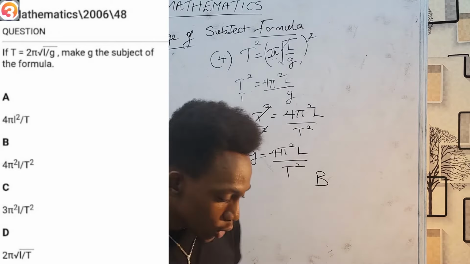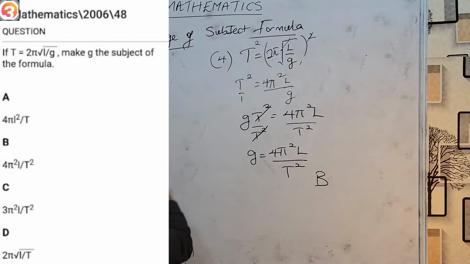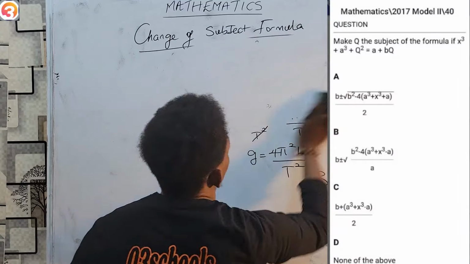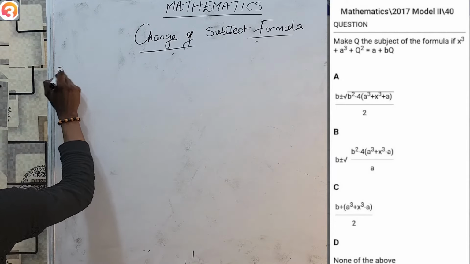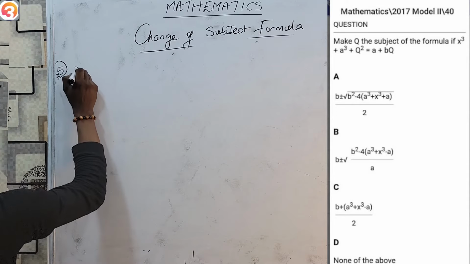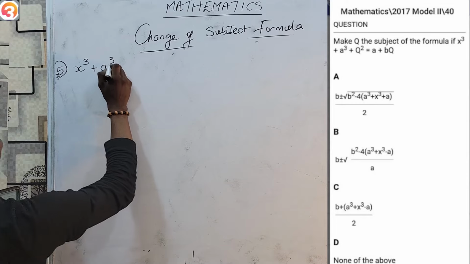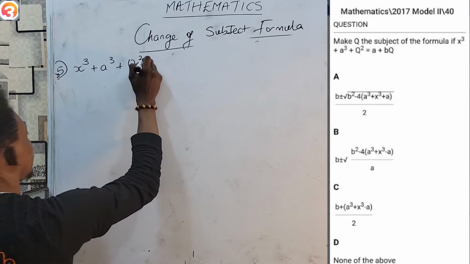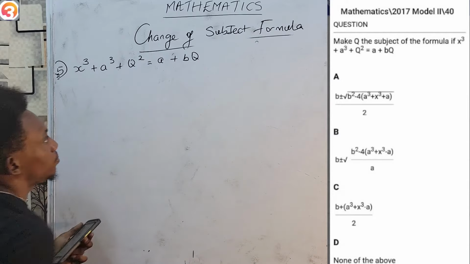Let's try one more. This one looks quite interesting. This one is from the year 2017, Model 2, question number 40 of your O3 Schools JAMB app. And it simply says, make Q the subject of formula if x cubed plus a cubed plus q squared equals a plus b cubed.